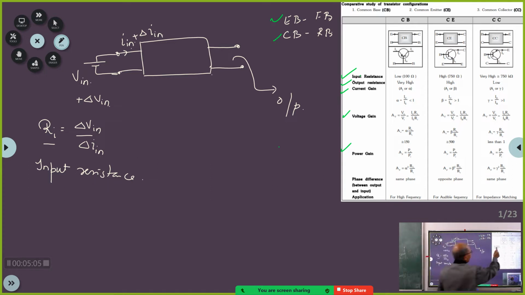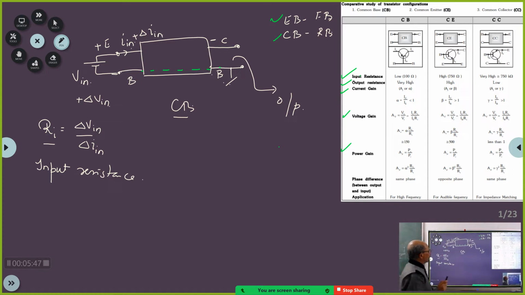For example, if I take the CB configuration, then this and this will be common, so this will be the base. This is common base. Then obviously this has to be the collector and this has to be the emitter. With respect to base, the emitter is positive, that is, at a higher potential, and with respect to base this is at a lower potential. Base is the reference point. I hope I made all the signs very clear.